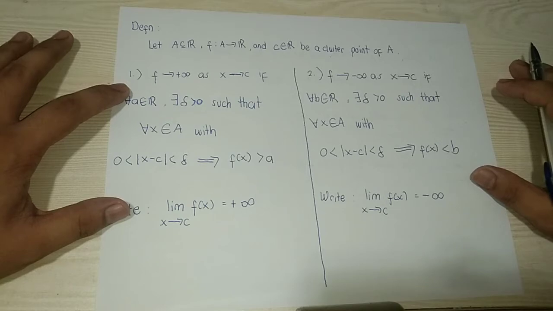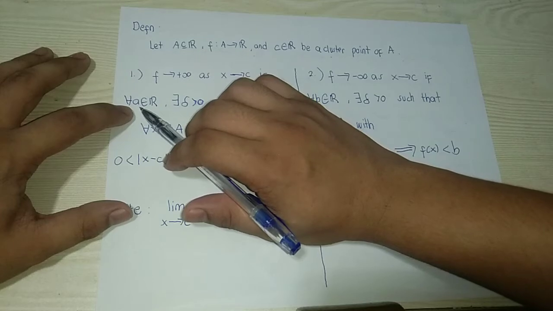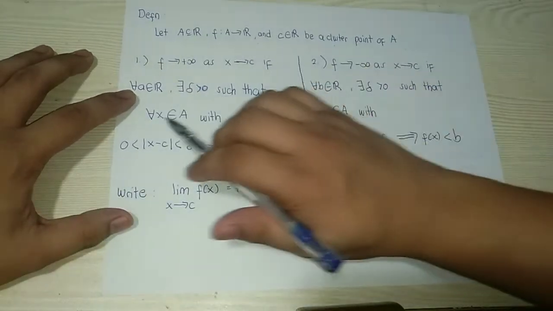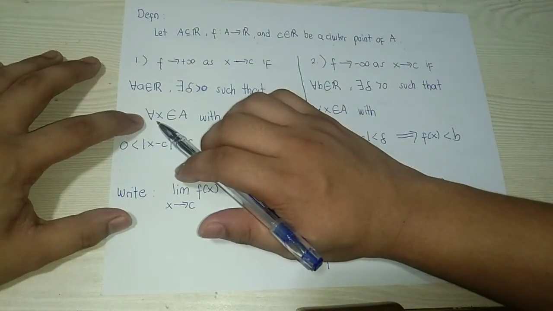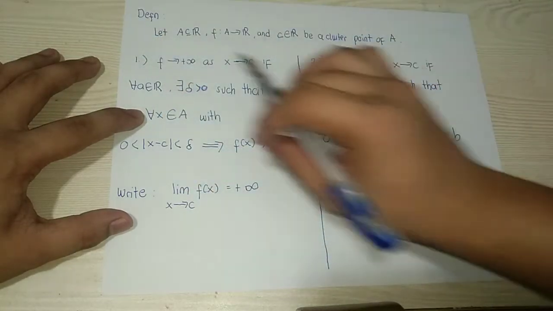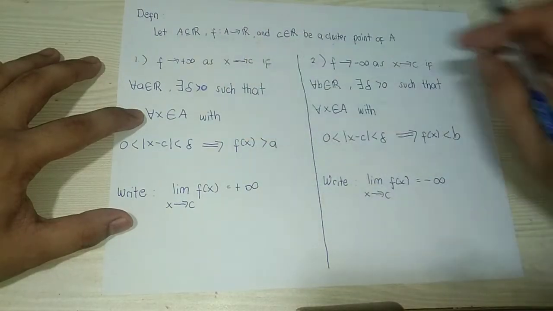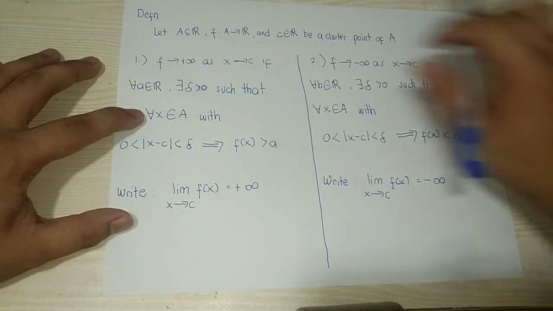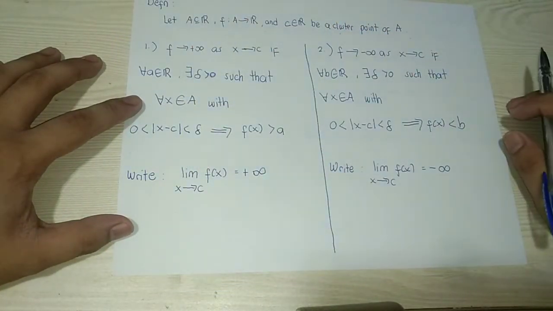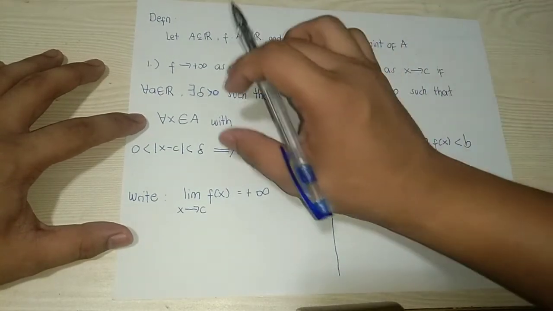f tends to positive infinity as x tends to c if for all A element of R, there exists a positive delta such that for any x element of A with this condition, the distance of x and c must be less than delta but greater than 0, then we have f of x is greater than A for all A. Okay, and for this case, we will write the limit of f of x as x approaches c equals positive infinity. So ano yung gustong sabihin ng definition na to?